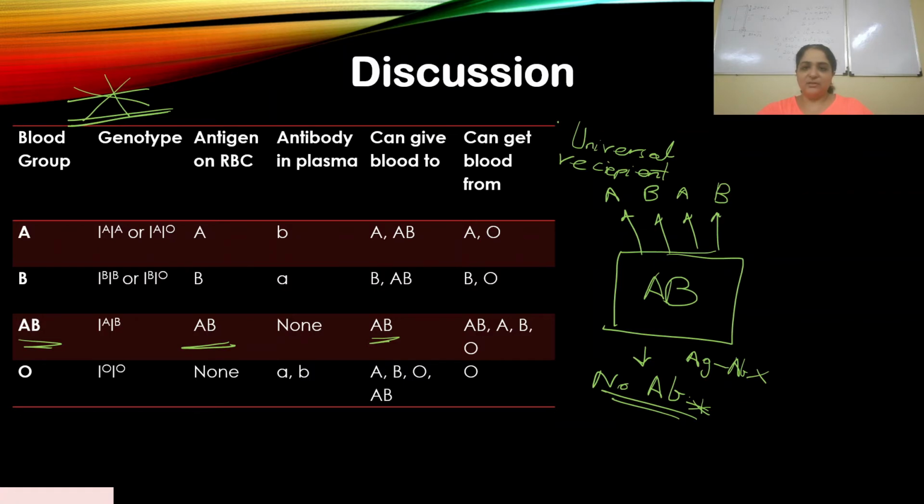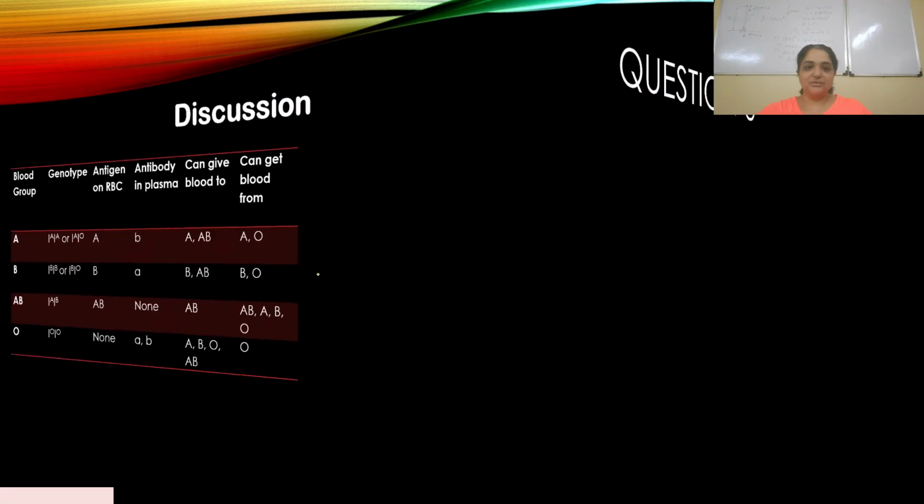Alright, so I think there is no need for more explanation, though this was quite simple again. If you knew this table properly, you could have answered this question quite easily. Also, you need to understand the different blood groups, the antigens and antibodies present in the plasma of that blood group, and then who it can give blood to and who it cannot give blood to. So let's move on to the next question.